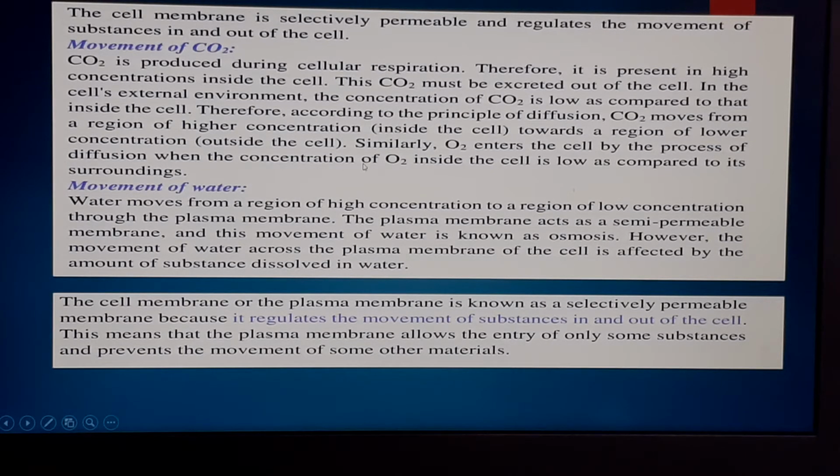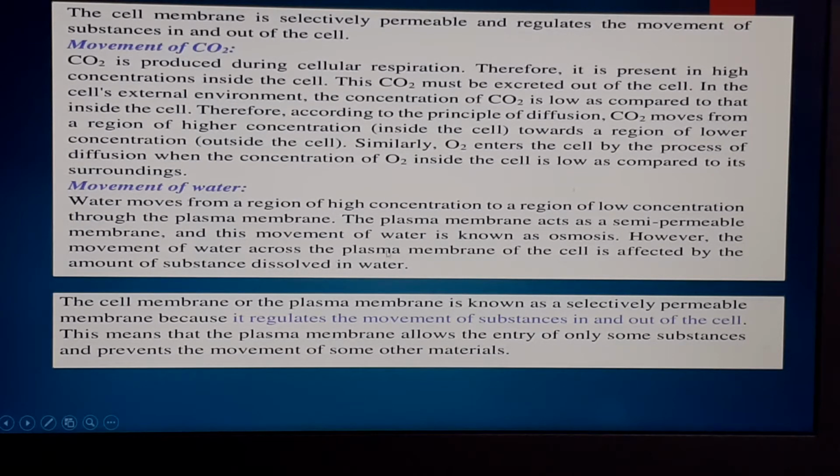Similarly, oxygen also. Outside the cell, the oxygen content is more. It enters the cell, because inside the cell the oxygen level is low. Moving from higher concentration to lower concentration is called diffusion. Mostly gaseous molecules go through the diffusion technique. Whereas for the movement of water, here we have the technique called osmosis.